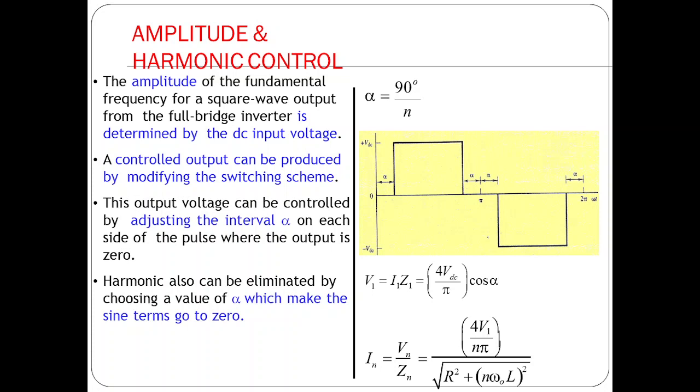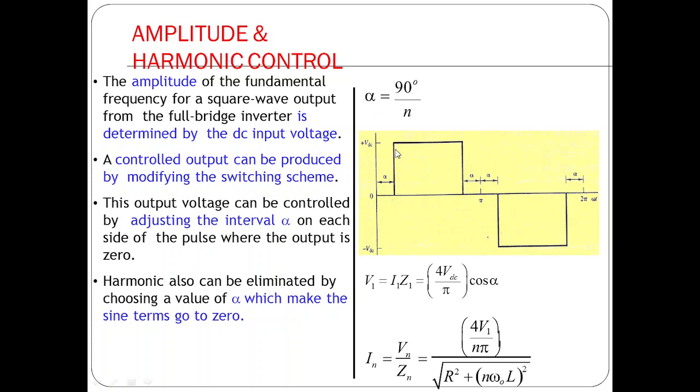Now the harmonics also can be eliminated by choosing a value of alpha which can make the sine terms go to 0. If you want the harmonics eliminated, whatever sine terms are available should go to 0. That means the harmonics can be eliminated by choosing a value of alpha which will make the sine terms go to 0 values.